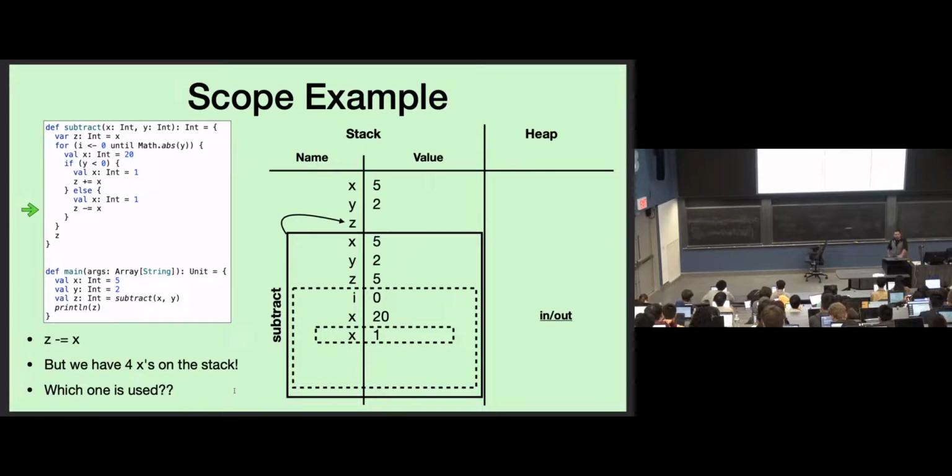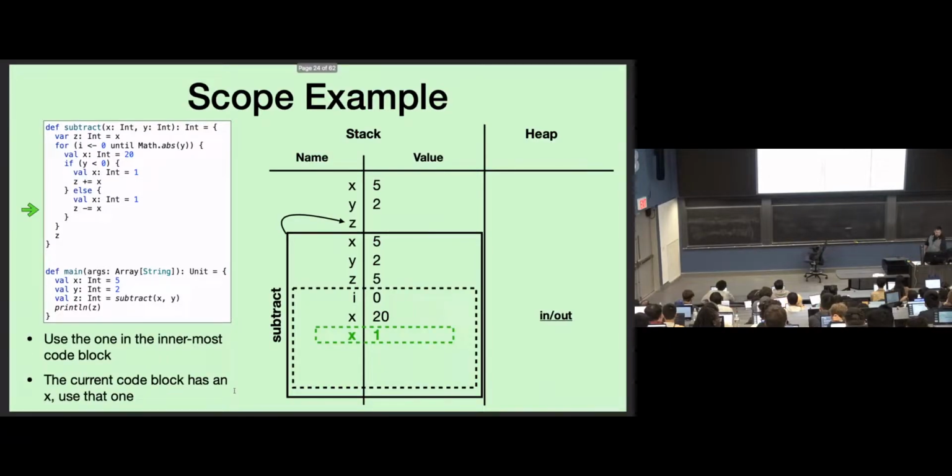Yes, so it's going to be the innermost code block instance of that variable. So let's go through the process. I want to show you what Scala is actually going to do, what its process is, and in fact, any language is going to do something similar to this. So we need to find X. We're going to start our search in the innermost code block, whatever code block we're currently executing code in.